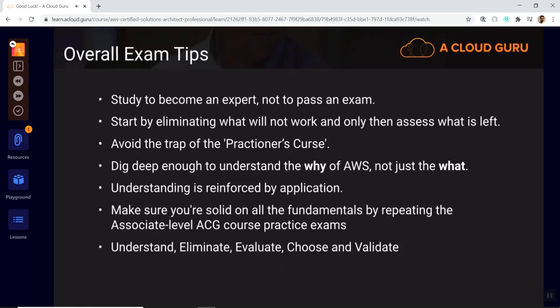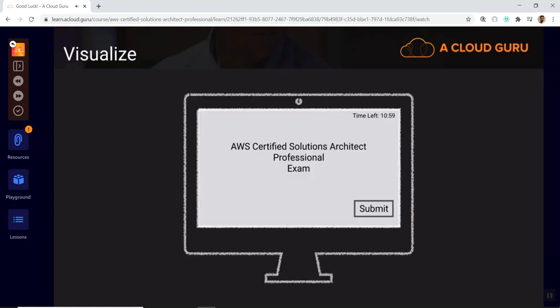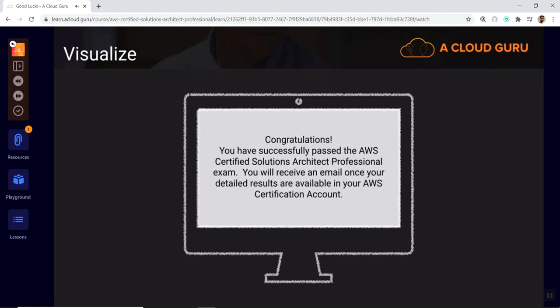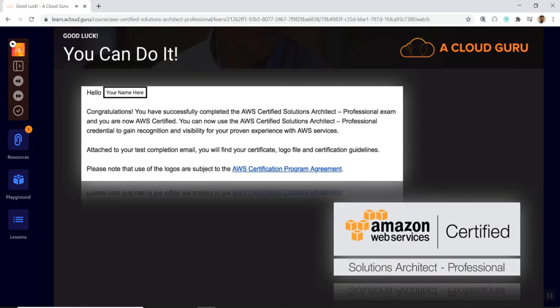So let's take a moment to just do a little visualization exercise. You're sitting in the exam room, you've done your best on that exam, you click that final submit button, and then up on the screen you're informed that you passed. That's going to be the best feeling in the world because you've worked so hard for this. And now you're part of an elite group of professionals that have one of the most valuable and most difficult to achieve certifications in IT. So think about that. You can do this.